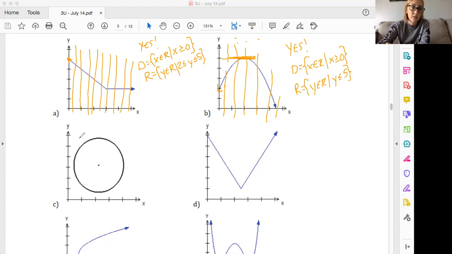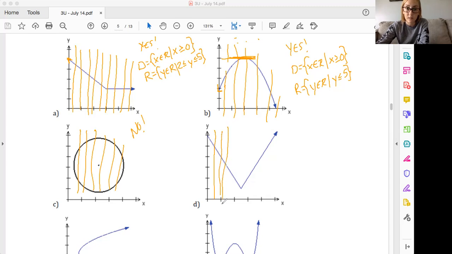Okay, same thing here. So you're doing lines. So you see that it touches the graph twice. So that means it's not. Okay. And I'm not going to bother with the domain and range for these guys. We're just going to say if it's a function or not. I think it's getting a little bit repetitive. So you do your vertical line test again. This doesn't touch twice. So yes, it is a function.